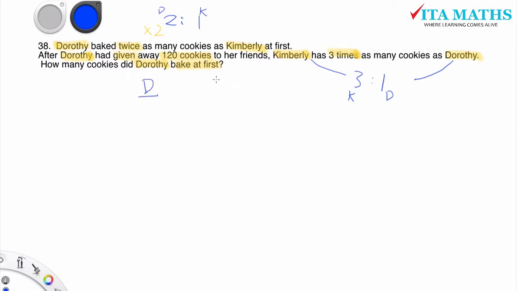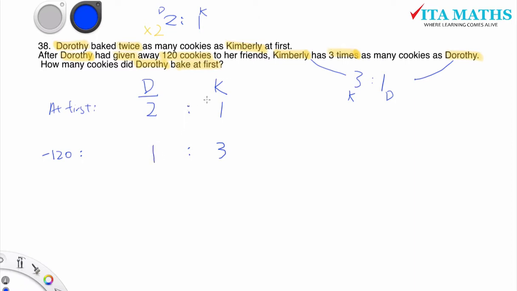Dorothy, Kimberly. So, at first, Dorothy is 2 is to Kimberly 1. Okay, after given away 120, after you minus 120, Kimberly has 3 times as many as Dorothy. This becomes 3 is to 1.